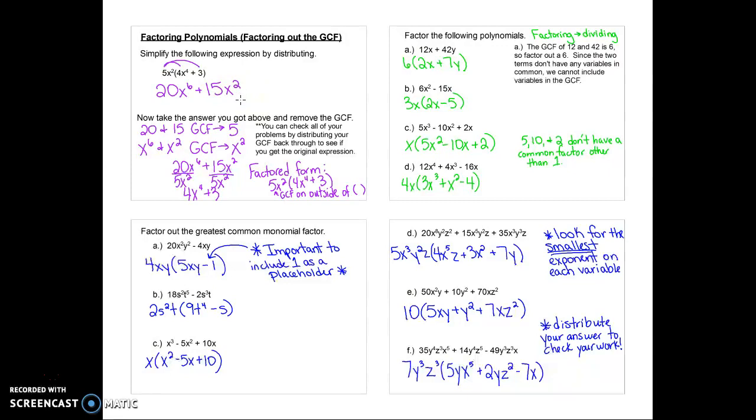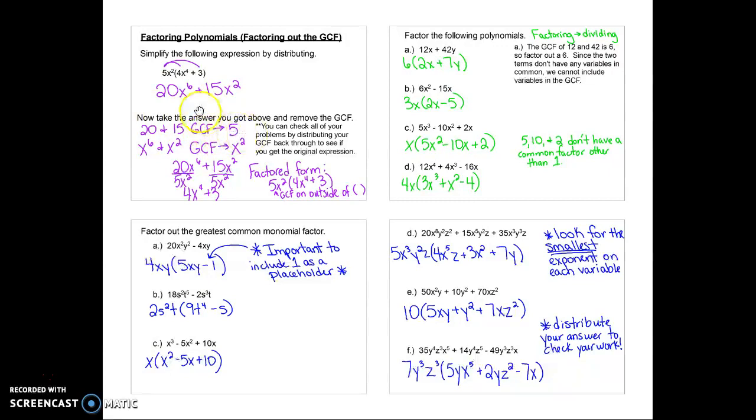Now, what we're going to actually be doing in this set of notes and in this pretest is working backwards. We're going to take an answer like this and work backwards to what we just started with. What we just did with the distributing is the best way to check your answers. We're going to be working backwards from a polynomial to a factored form like this, where we have a monomial out front. You're going to need to check your answers by taking that monomial and distributing it back in to make sure that you get what you actually started with.